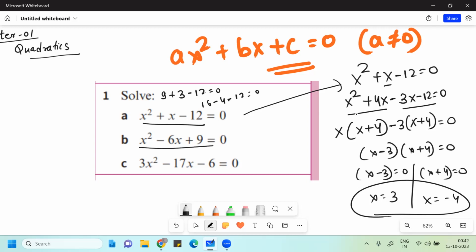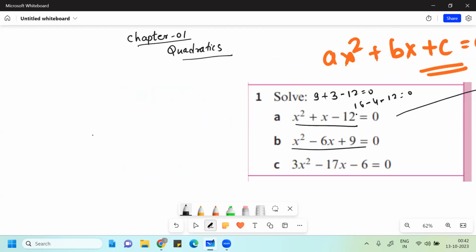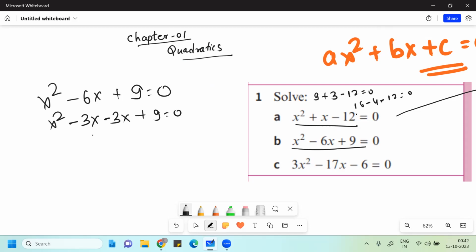The second equation you can do the same way: when you add them, you should get minus 6, and when you multiply, you should get plus 9. So x square minus 6x plus 9 is equal to 0. I can write this as x square minus 3x minus 3x. When I add them, I'll get minus 6x, and when you multiply them, I'll get 9x square. So plus 9 is equal to 0.